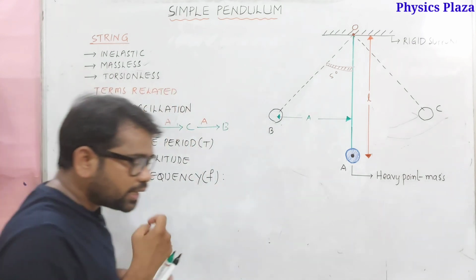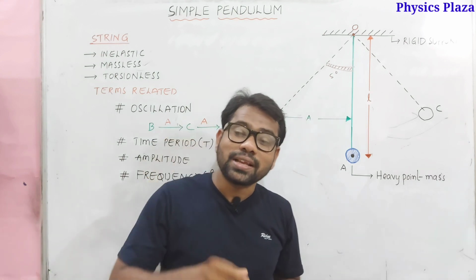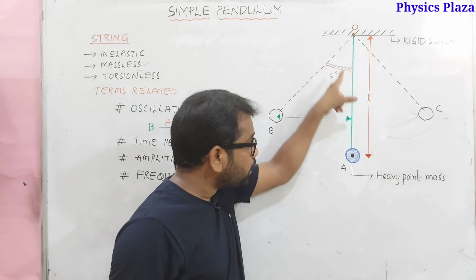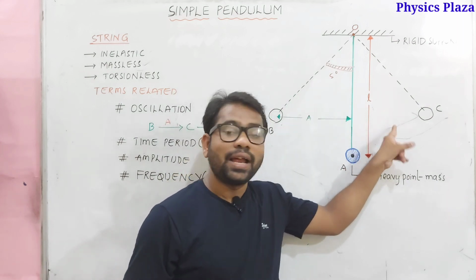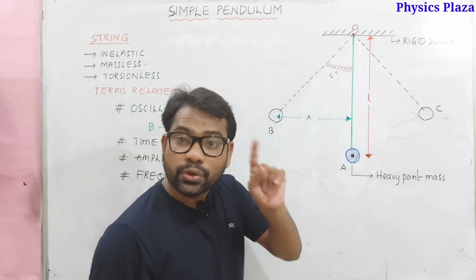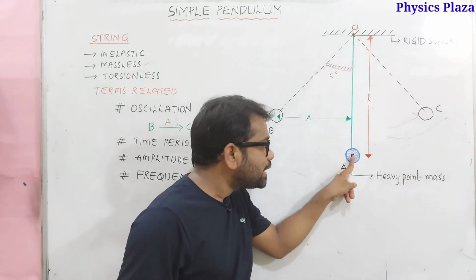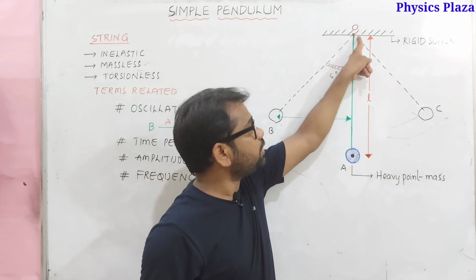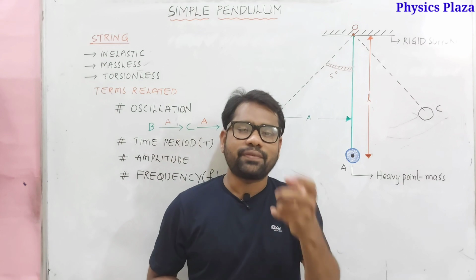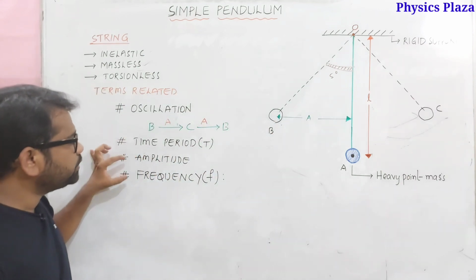So it is very important. Effective length is a direct question in the exam. They may ask you to define the effective length of the simple pendulum, or they may ask us to draw the simple pendulum diagram during its oscillations and show its effective length in the diagram. So you have to take from this point O, the point of suspension, to the center of the bob only. The distance between the point of suspension and the center of the bob is called the effective length. Now come back to how time period is related to the frequency.